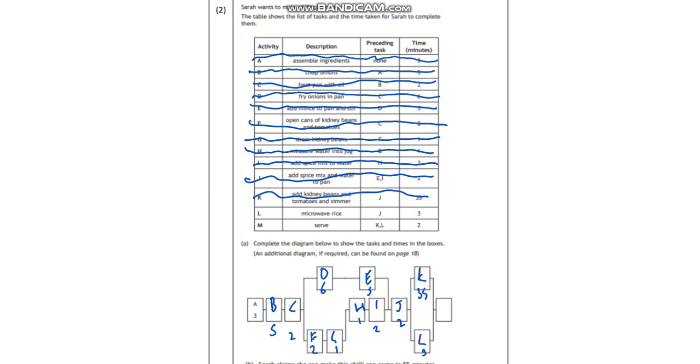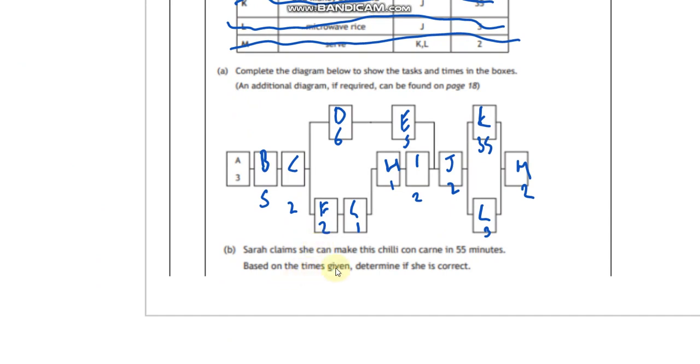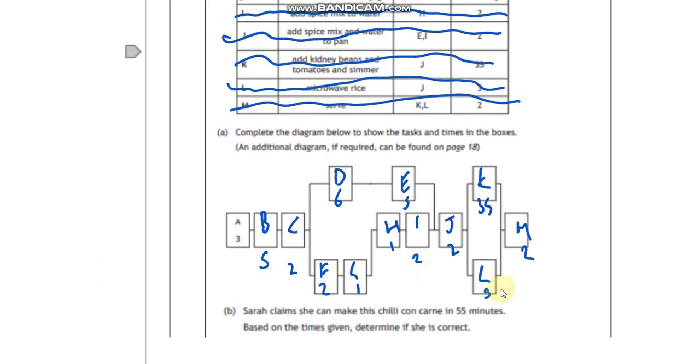And L is 3. And hopefully, the last task is preceded by K and L, which it is, for 2 minutes. So that's M for 2. Excellent. So we've done that, done the diagram. That's good. A couple of marks in the bag. And then it says, Sarah claims she can make a chilli in 55. Is she correct? Well, let's look at them in sections then.